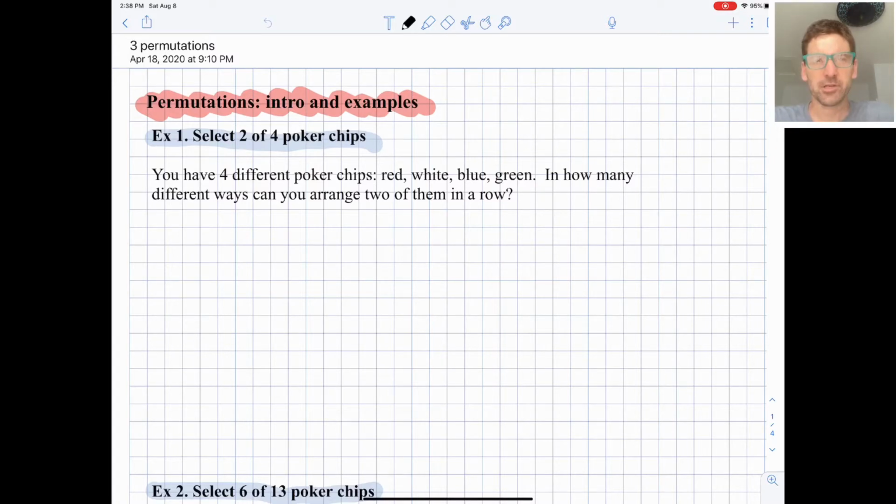We have 4 different poker chips: red, white, blue, and green. How many different ways can you arrange 2 of them in a row? All right, so we have 2 decisions to make, right? Which poker chip goes first and which poker chip goes second. So that means we have 2 slots, and everything's different, and we see this word arrange, meaning we care about the order. So that tells us we can just use the fundamental counting principle with the slots. So we have 4 options for the first slot and then 3 options for the next slot. So we have 12 different ways of arranging those poker chips. Not too hard of a problem, really just using the fundamental counting principle.